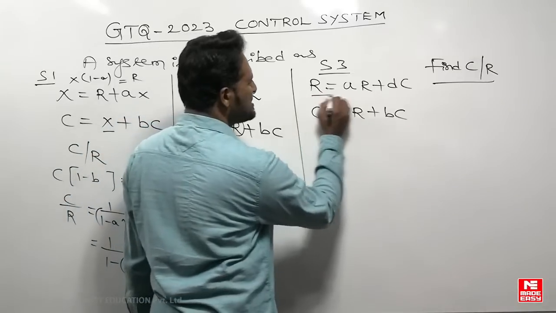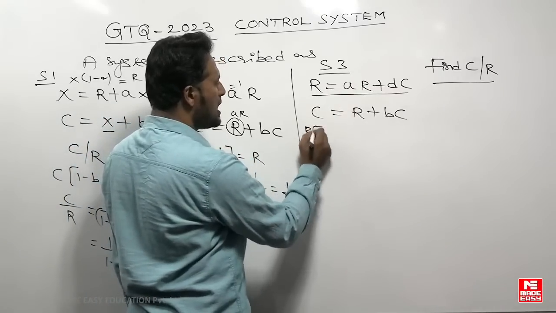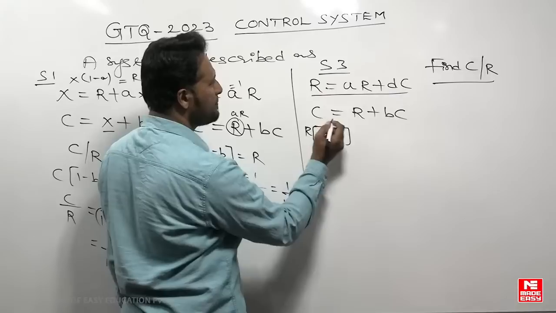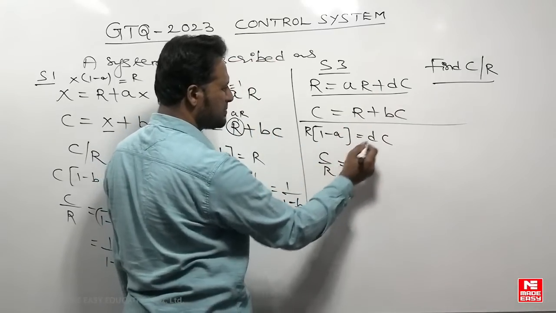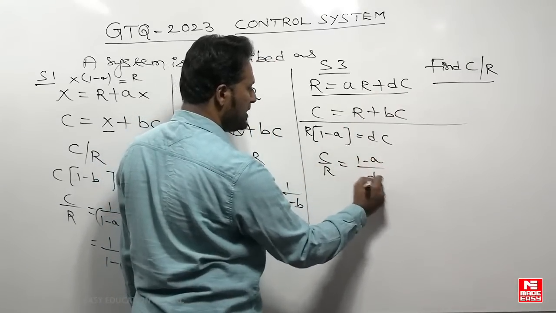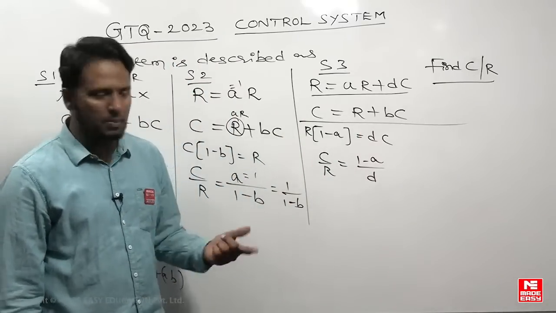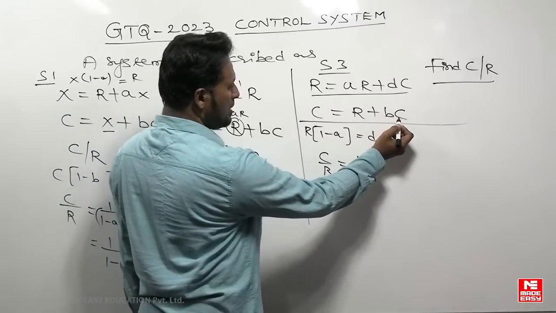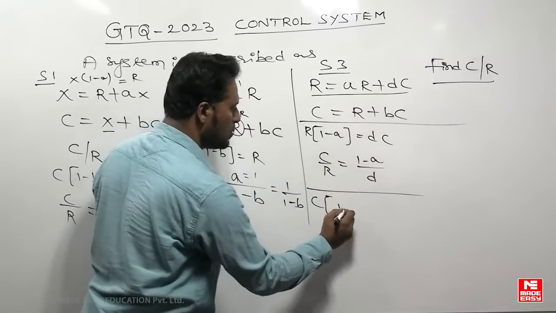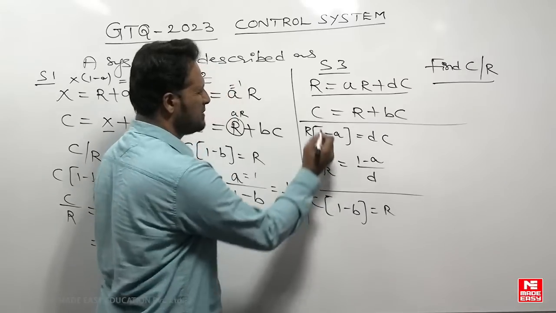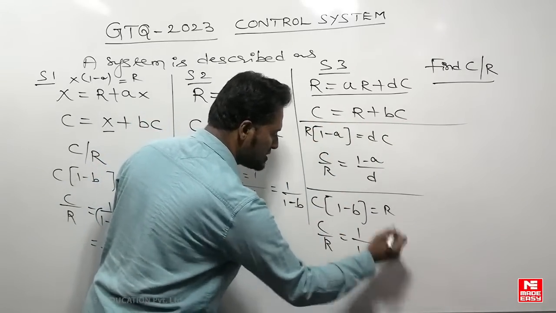From the first equation, if I try to simplify it, it will be R multiplied by 1 minus A is equal to DC. So we have to find C by R, which is 1 minus A by D. This is one answer for C by R. See another answer. From the second equation, I'm trying to find C by R. Take C common. It is 1 minus B is equal to R. So C by R is 1 by 1 minus B.